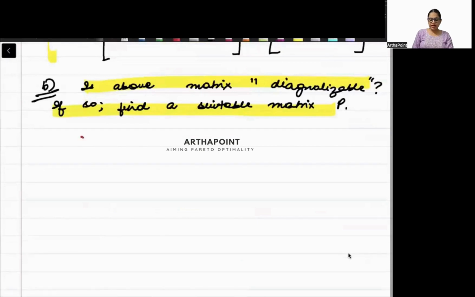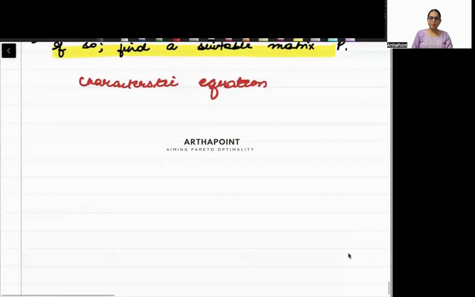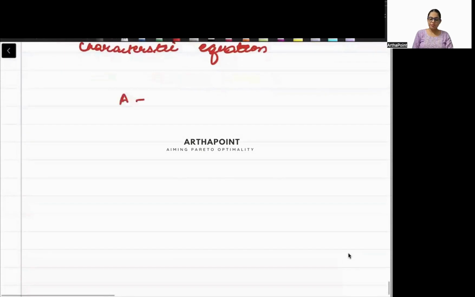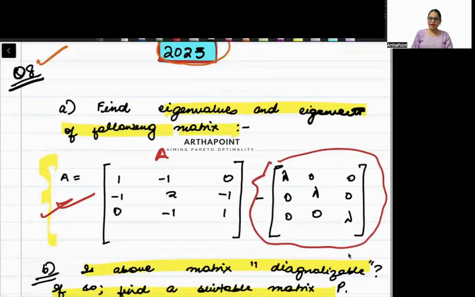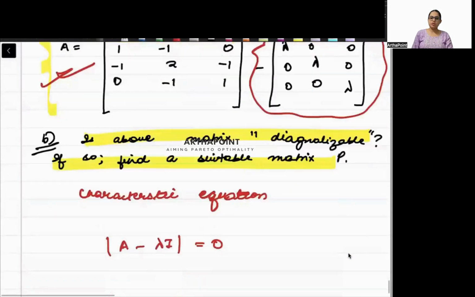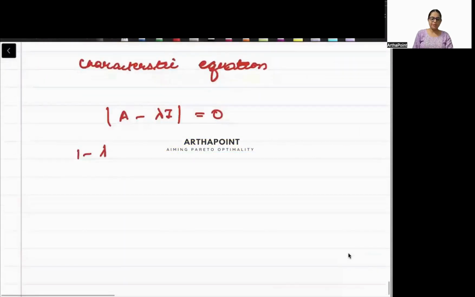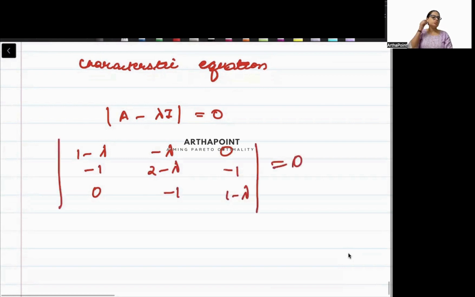Let us start by finding a characteristic equation of this matrix. So this is very simple. You will go ahead and do determinant of A minus lambda I equal to 0. Notice that you're given this as your matrix A, right? So if I just go ahead and do minus lambda I, I will get my characteristic equation. So it will become 1 minus lambda, minus 1, 0, minus 1, 2 minus lambda, minus 1, 0, minus 1, 1 minus lambda, determinant equal to 0.